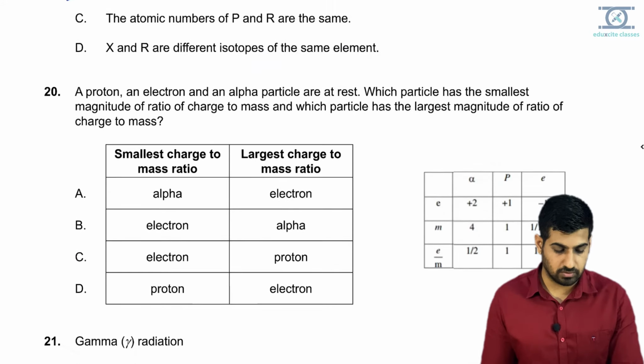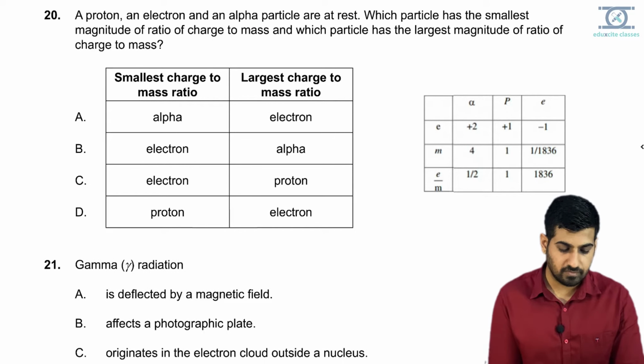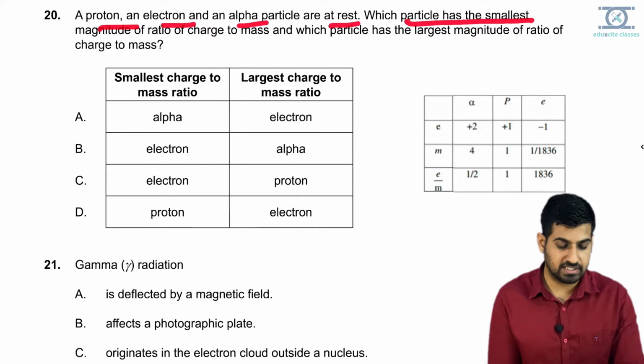Okay, now question number 20. The proton, electron and alpha particle are at rest. Which particle has the smallest magnitude of ratio of charge to mass?